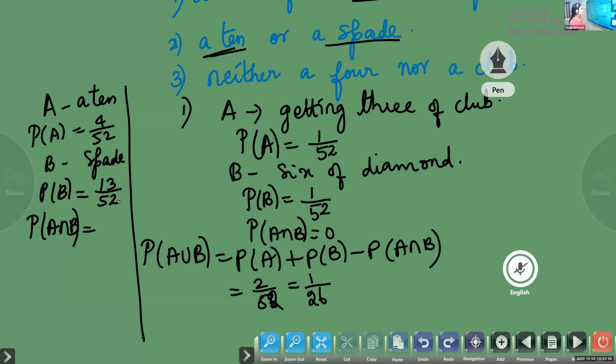Okay, Karthik, what is P of A intersection B? 1 by 52. So now we have to find P of A union B. P of A union B is P of A plus P of B minus P of A intersection B. Apply the value and find out what is P of A union B.